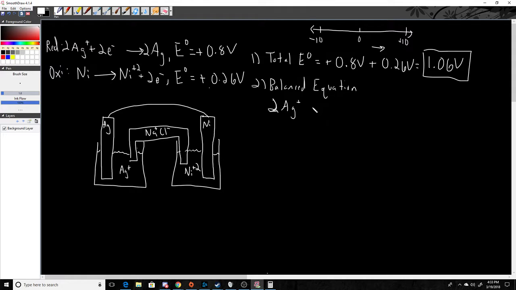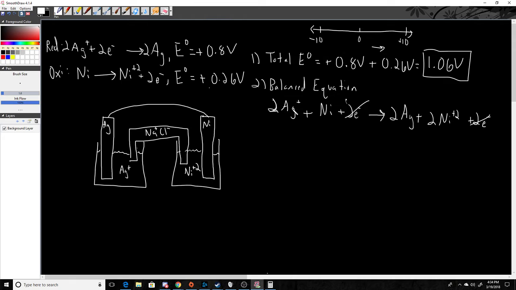That 2 could be better. Plus this neutral nickel. And if you want, you include the plus 2e negative, is becoming 2 neutral silvers plus 2 of the nickel ions. And once again, plus 2e negatives. But I now have 2 electrons on both sides of my equation.